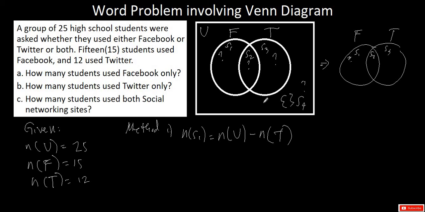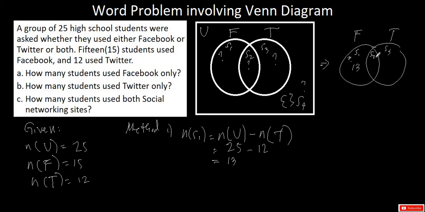Okay? So we have the cardinality of the universal set is 25 minus the cardinality of set T is 12. What is 25 minus 12? The answer is 13. So in this case, we have already computed for the cardinality of S sub 1, which is 13.